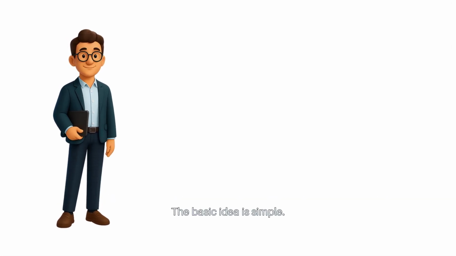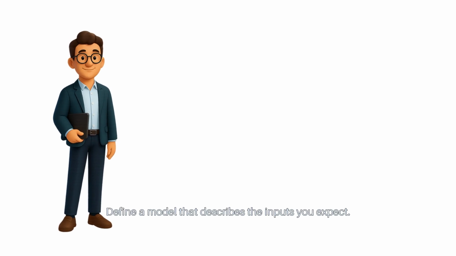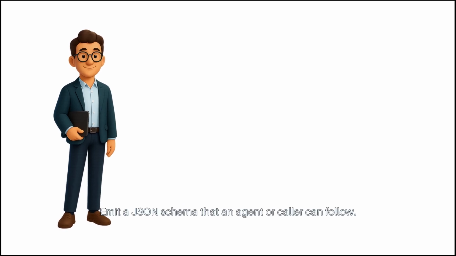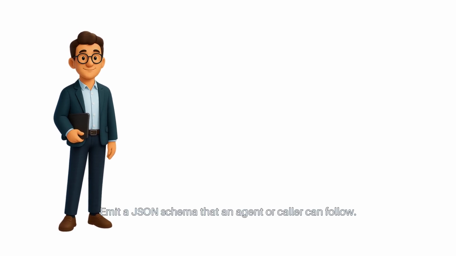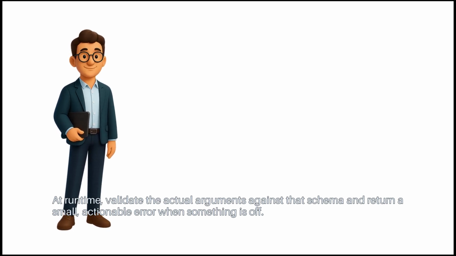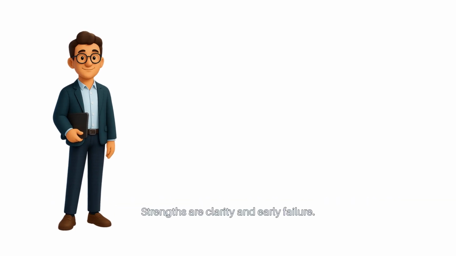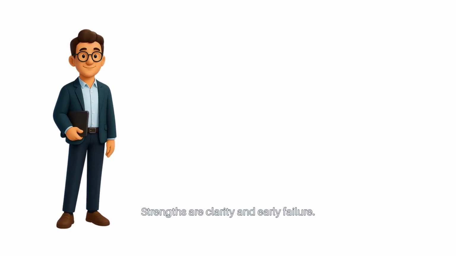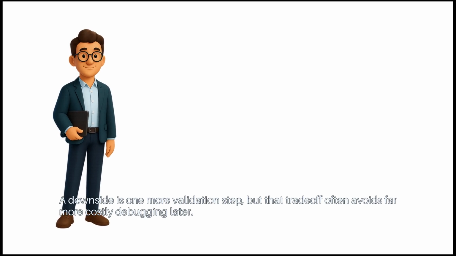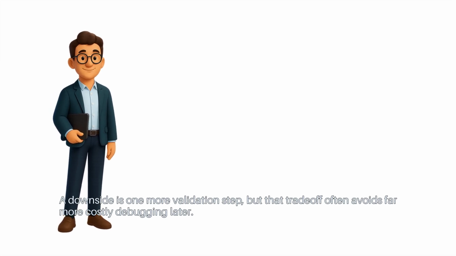The basic idea is simple. Define a model that describes the inputs you expect. Emit a JSON schema that an agent or caller can follow. At runtime, validate the actual arguments against that schema and return a small, actionable error when something is off. Strengths are clarity and early failure. A downside is one more validation step, but that trade-off often avoids far more costly debugging later.